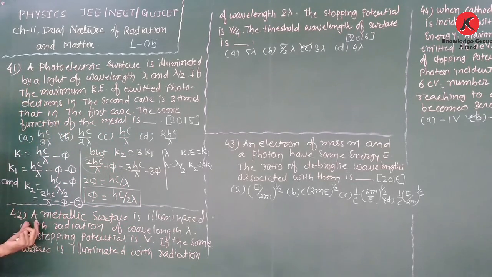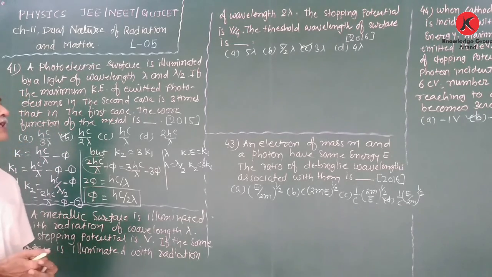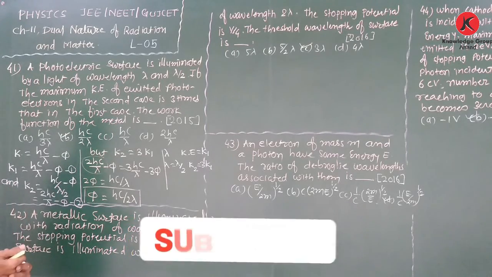After that, a metallic surface is illuminated with radiation of wavelength lambda. The stopping potential is V. If the same surface is illuminated with radiation of wavelength 2 lambda, the stopping potential obtained is V by 4. The threshold wavelength of the surface is.